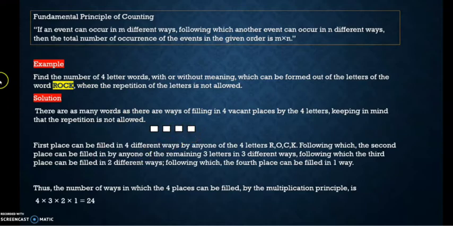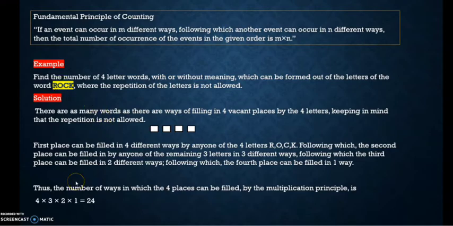If I look at the fundamental principle of counting, it says that if an event occurs in m different ways, following which another event occurs in n different ways, then the total occurrence would be m cross n. Here there are four events. The first can occur in four ways, the second in three ways, the third in two ways, and the last in one way. Together there would be 4 cross 3 cross 2 cross 1, that means exactly 24 words I can have out of the letters of rock.